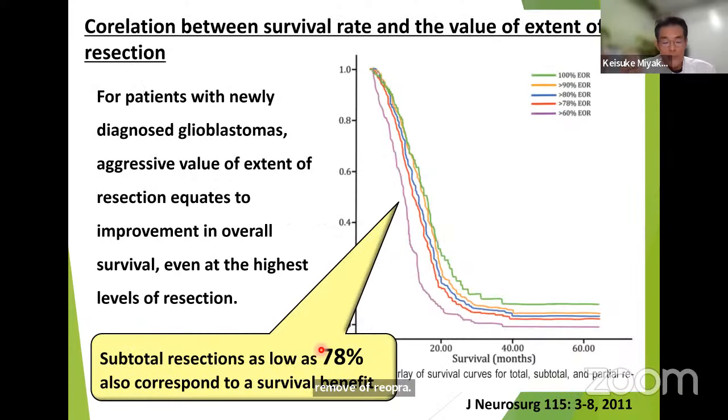This paper is very famous from UCSF. For patients with newly diagnosed glioblastomas, aggressive extent of resection equals improvement in overall survival, even at the highest level of resection. Interestingly, subtotal resection as low as 78% also corresponds to survival benefit.